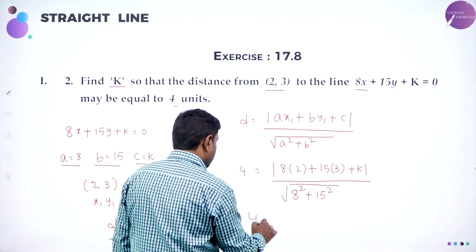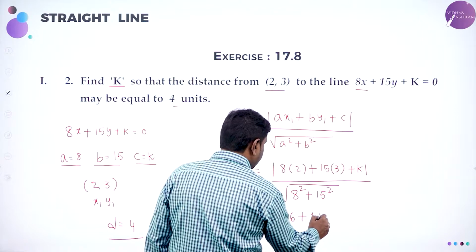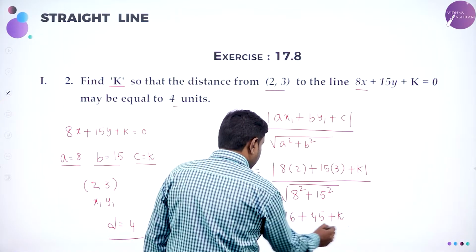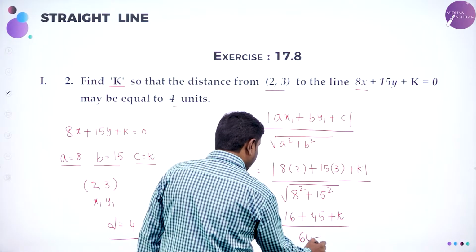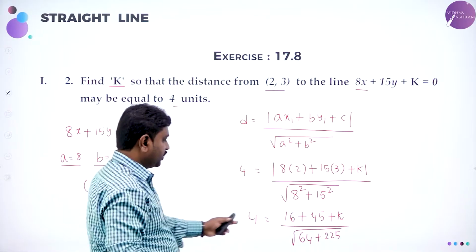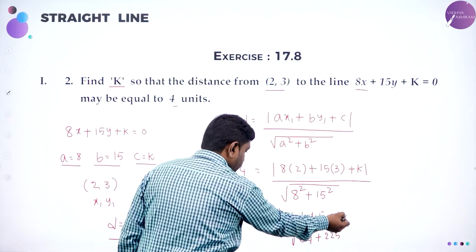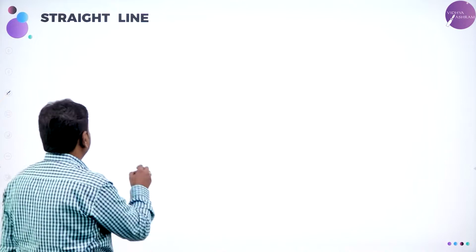Now 4 is equal to 8 to the 16 plus 15 into 3, 45 plus K divided by 8 square is 64, 15 square is 225 under root. We got this, simplify this. And here we have modulus. You should not forget modulus, because of modulus we will get two values.